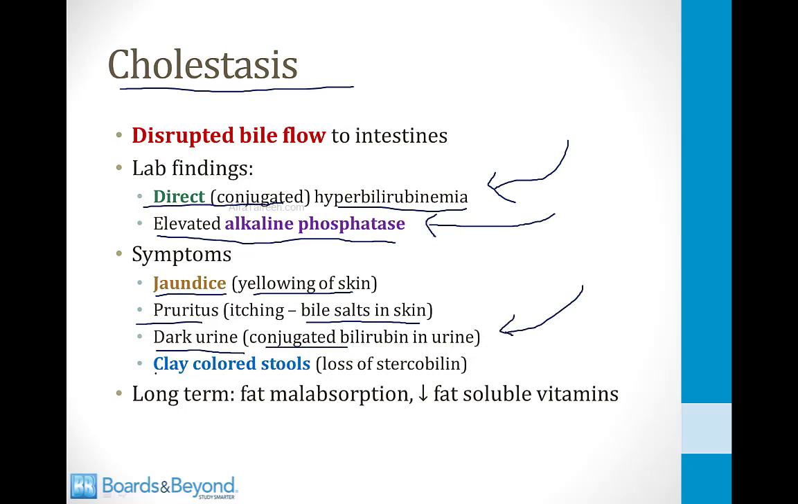And then finally, you can have clay-colored stools. That's because bilirubin is converted to stercobilin in the intestines, and that's what makes your stool dark. If you lose bile and therefore lose bilirubin flow to the intestines, you will get clay-colored pale stools.